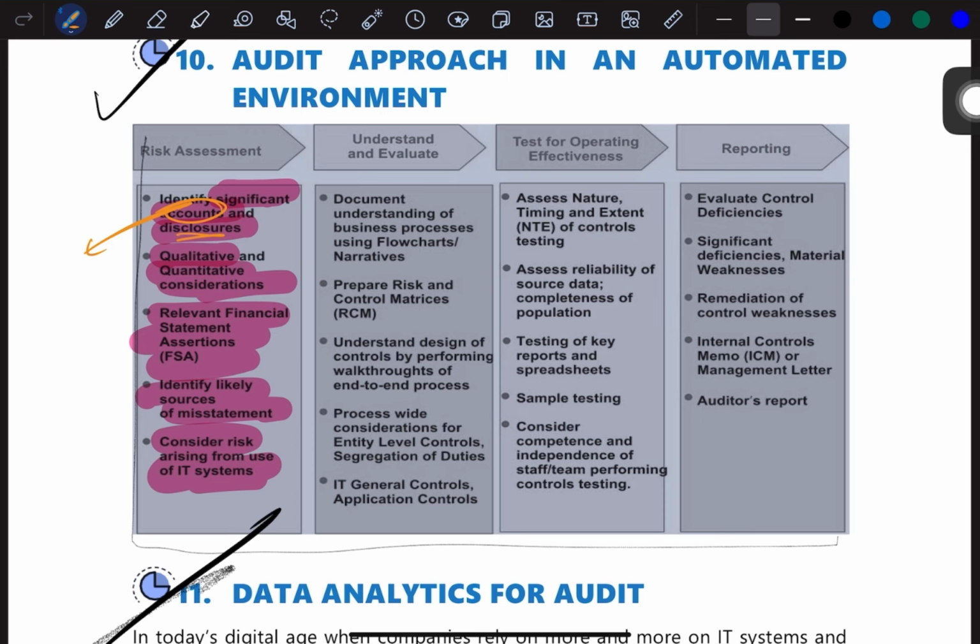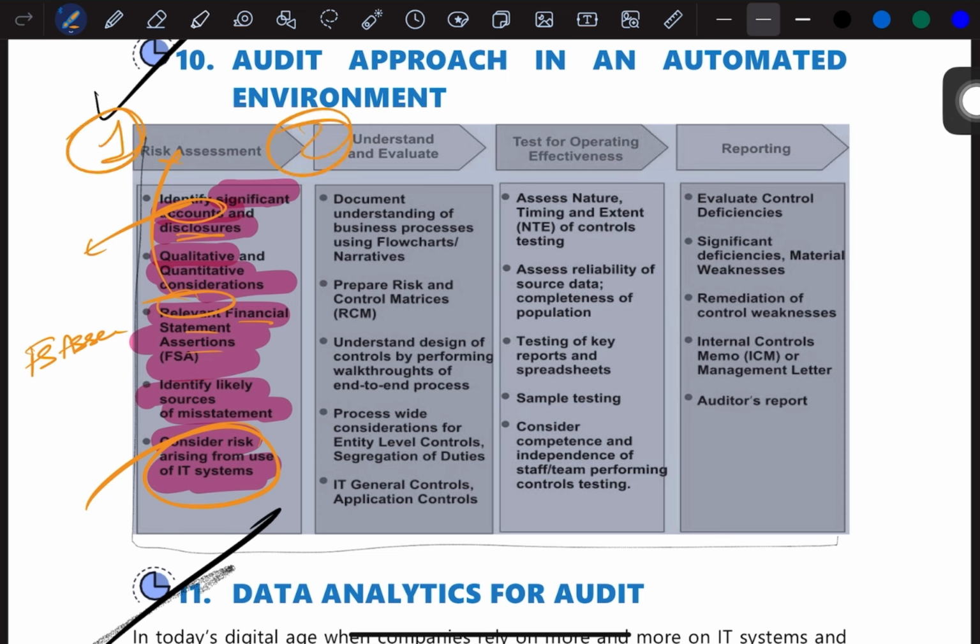Mostly we will take the quantitative considerations, but you also have to take the qualitative considerations as well. Next, relevant financial statement assertions. So whatever financial statement assertions are there, which are relevant for risk assessment, take them. Then identify the misstatement in them and consider the risk arising out of that misstatement. So once you've identified the misstatement, see how much is the risk that is arising from the use of IT systems.